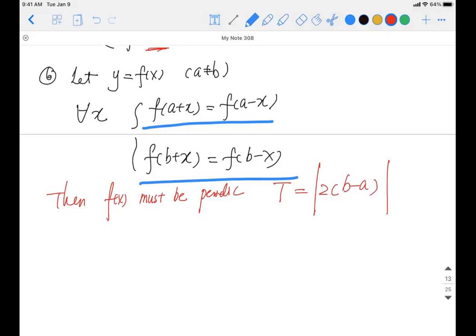Who can tell me, from a human's language, what does this mean? What does this function look like if you have f(a plus x) equals f(a minus x)? Who can tell me what it means from a human language, or from the function's perspective? What does f(a plus x) equals f(a minus x) mean? Who can tell me?